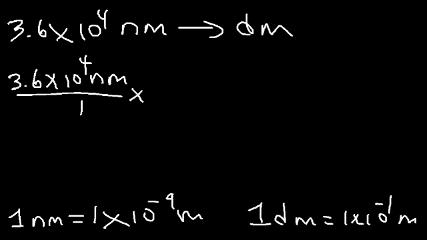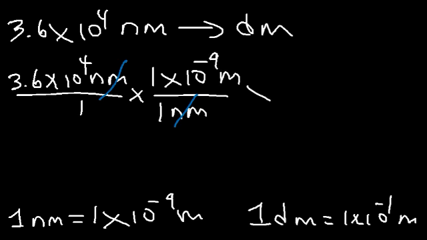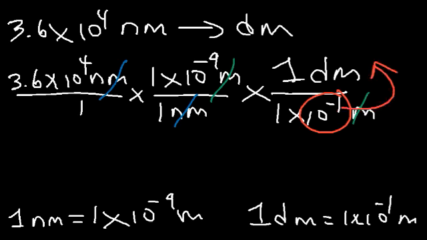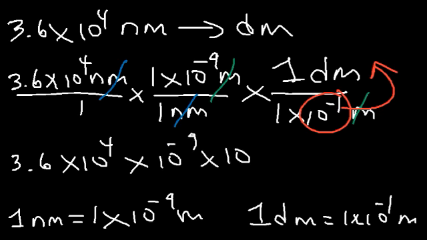and let's convert to meters. So we need to put nanometers on the bottom, and we have to put 1 times 10 to the negative 9 meters on top. And so meters will have to go on the bottom in the next fraction so that these units cancel, and we need to put decimeters on top. So let's move this number to the top. So what we have is 3.6 times 10 to the 4 times 10 to the negative 9 and times 10 to the positive 1.